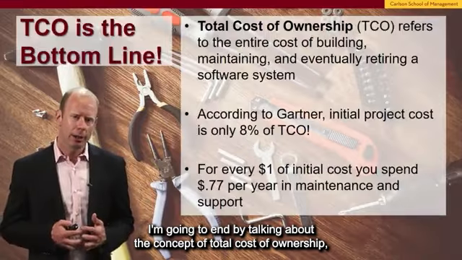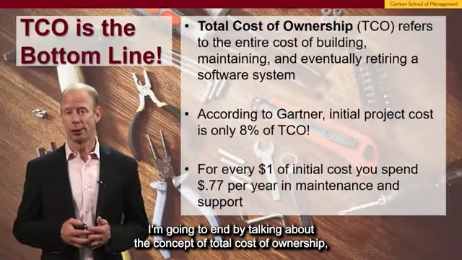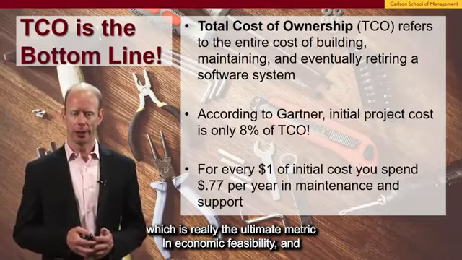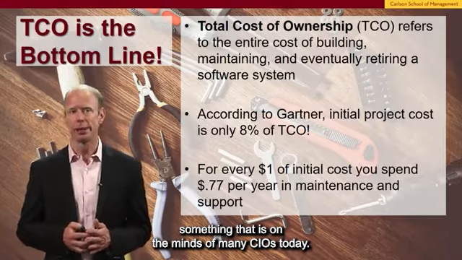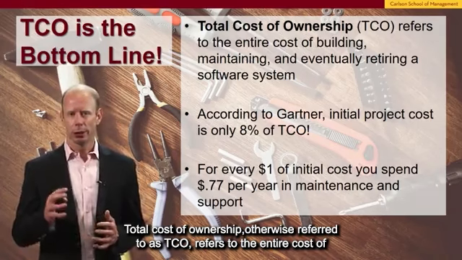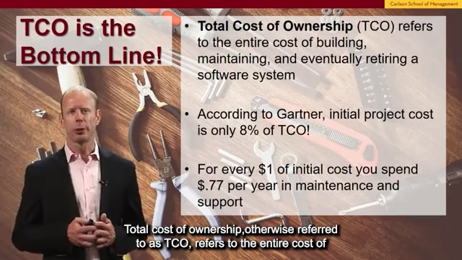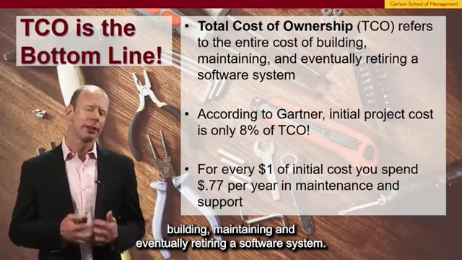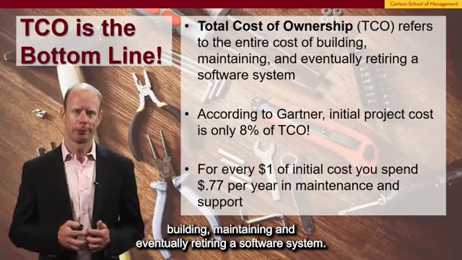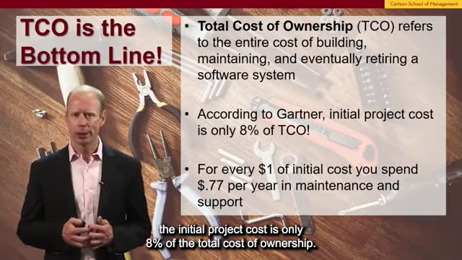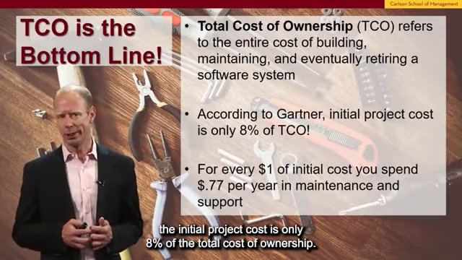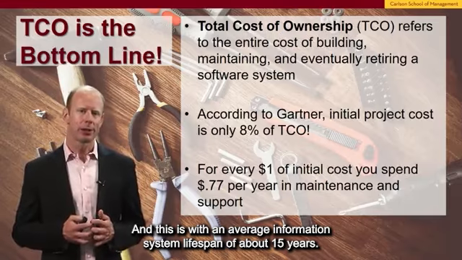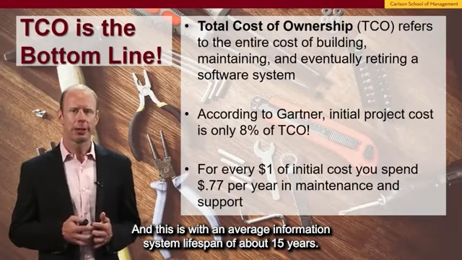I'm going to end by talking about the concept of total cost of ownership, which is really the ultimate metric in economic feasibility and something that is on the minds of many CIOs today. Total cost of ownership, otherwise referred to as TCO, refers to the entire cost of building, maintaining, and eventually retiring a software system. According to Gartner, the initial project cost is only 8% of the total cost of ownership, and this is with an average information system lifespan of about 15 years.